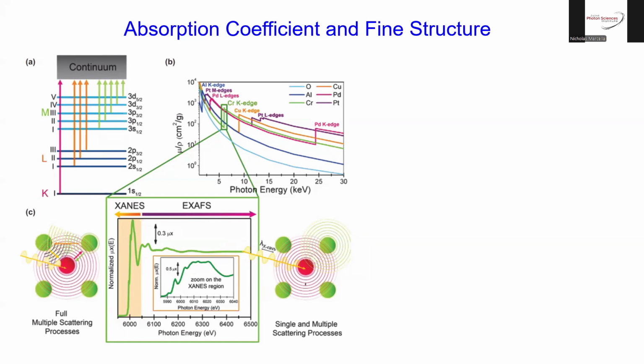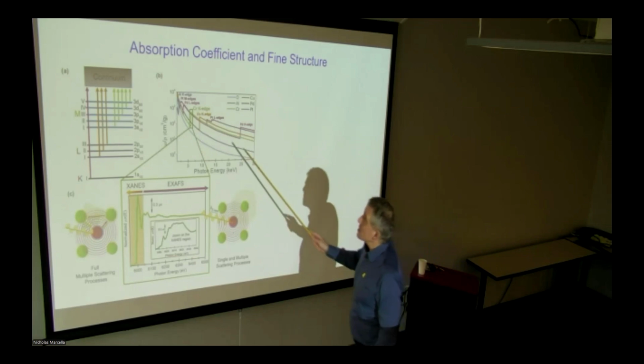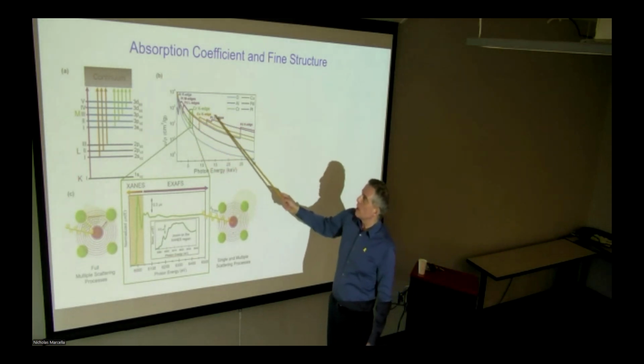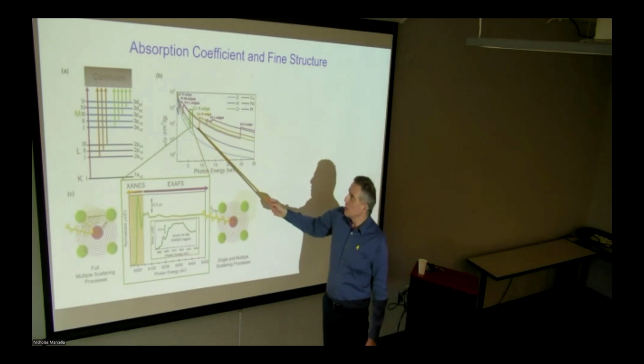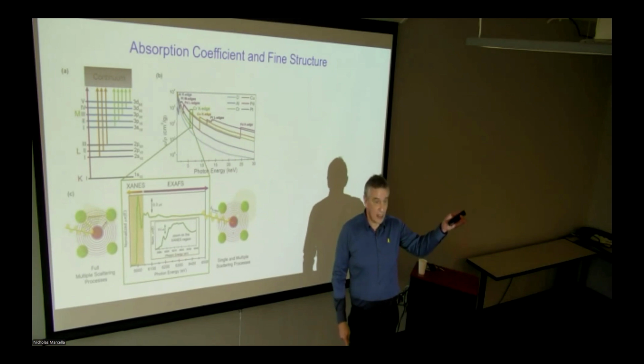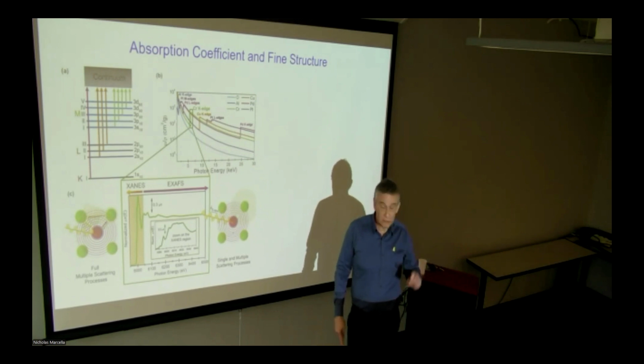So the absorption coefficient, which tells us how many photons will be absorbed or not, is directly proportional to the probability of exciting a photoelectron. However, this probability is not as simple as it looks here. This is the absorption coefficient of different elements, chromium, copper, platinum, and they all have this absorption edge, which is the energy at which the photoelectron is excited. So the absorption goes up by a jump because it's a specific energy.